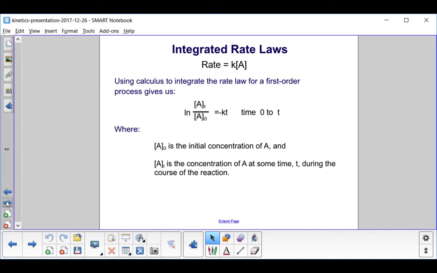Using a little bit of calculus, which you don't need to know, if you rewrite the rate as a differential equation and then integrate to find the rate law for that first order, we get the natural log of the concentration of A at some time t, divided by the concentration at time 0, the initial concentration, is equal to minus kt. Again, concentration of A0 is the initial concentration of A, and concentration of A at t is the concentration of A at some time t during the course of the reaction.